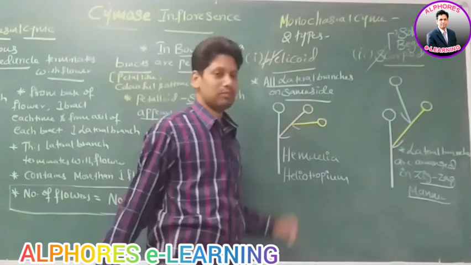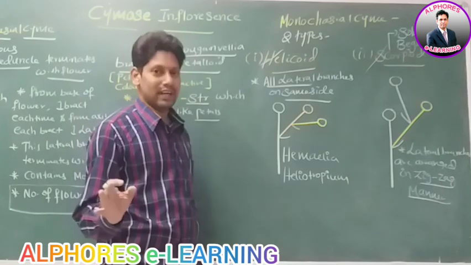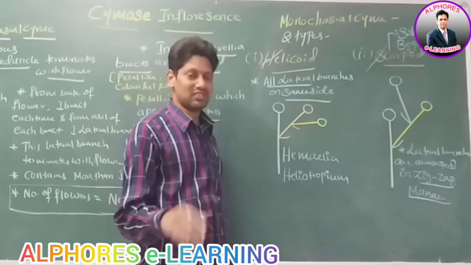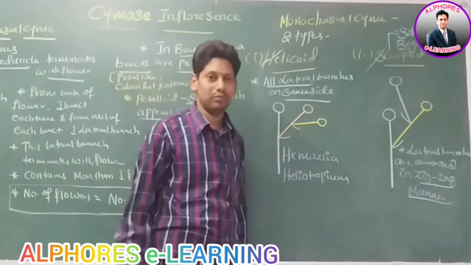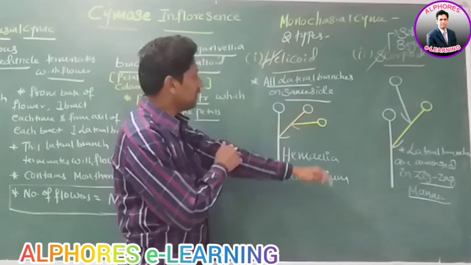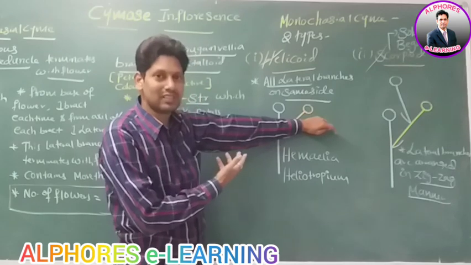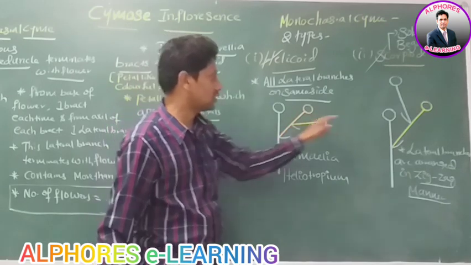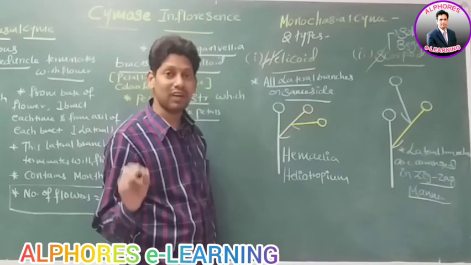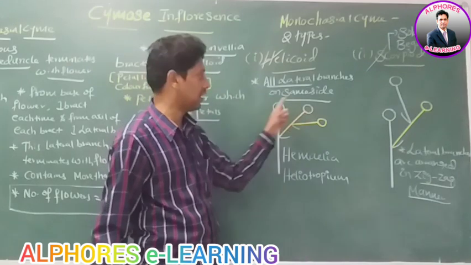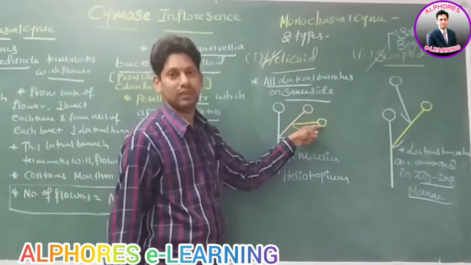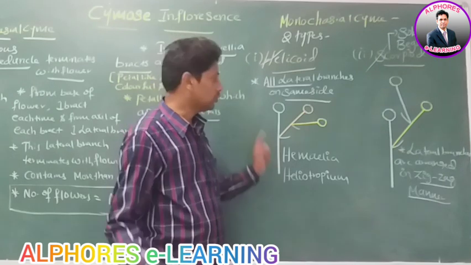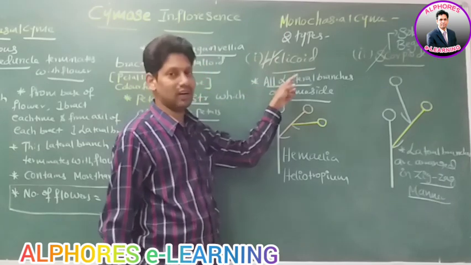Now once see these two diagrams. Sir, to decide whether a monochasial cyme is helicoid or scorpioid, the minimum number of branches required is two. Two branches are required. Sir, if only one branch is there, we can't say whether it is helicoid or scorpioid. To say whether it is helicoid or scorpioid, the minimum number of branches required is two, sir. And the minimum number of flowers required: how many flowers? 3 flowers. Therefore, minimum number of branches 2, minimum number of flowers 3, to decide whether a monochasial cyme is helicoid or scorpioid, right?